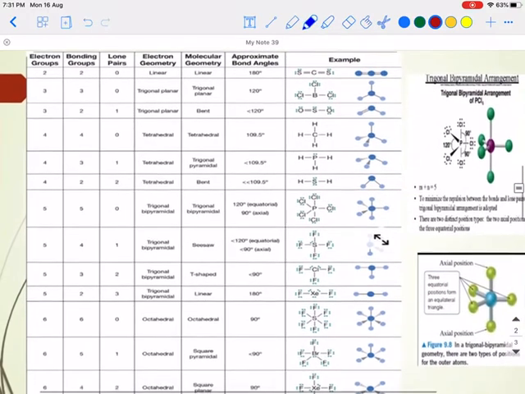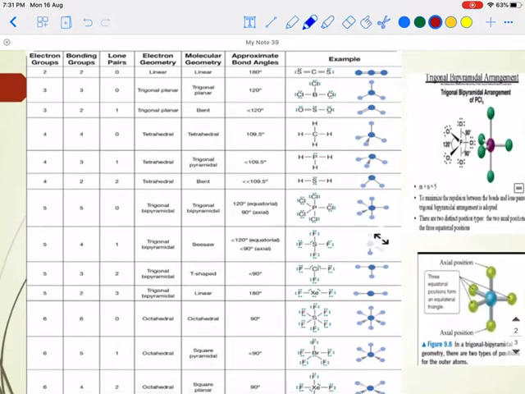We will explain in this lesson in detail this table. This table is very important because it will show us how to count the electron groups, bonding groups, lone pairs, electron geometry, molecular geometry, approximate angle, and examples. So we will take examples that are listed in the table, but all examples that are similar will be the same. We will start one by one. I will explain all of this table.